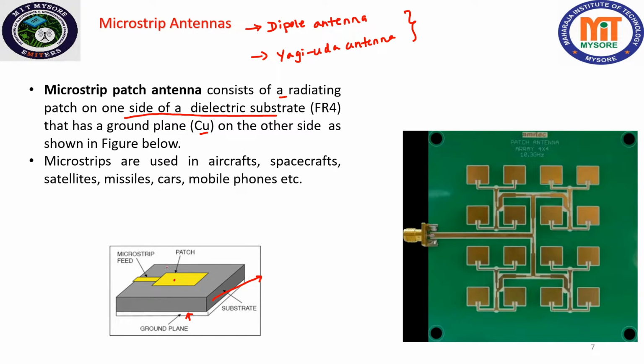Okay, so patch means it is just a strip, fabricated on a PCB board, which you can see over here. So this is an array of 4x4 patch antenna, which is going to have a resonance frequency of 10.3 gigahertz. The same kind of patch antennas are used in your mobile phones also.